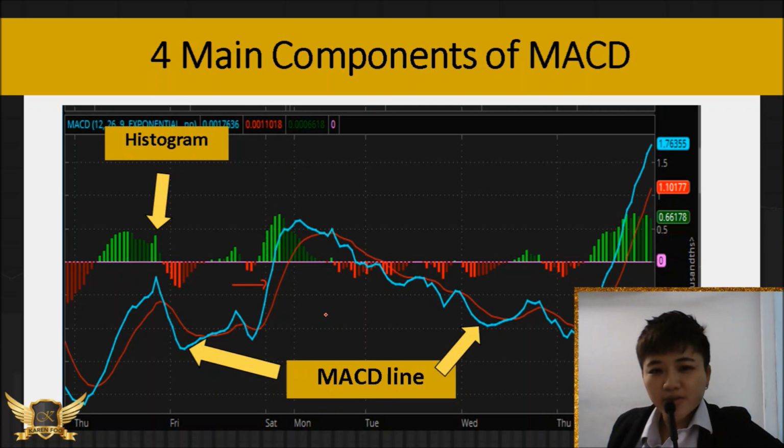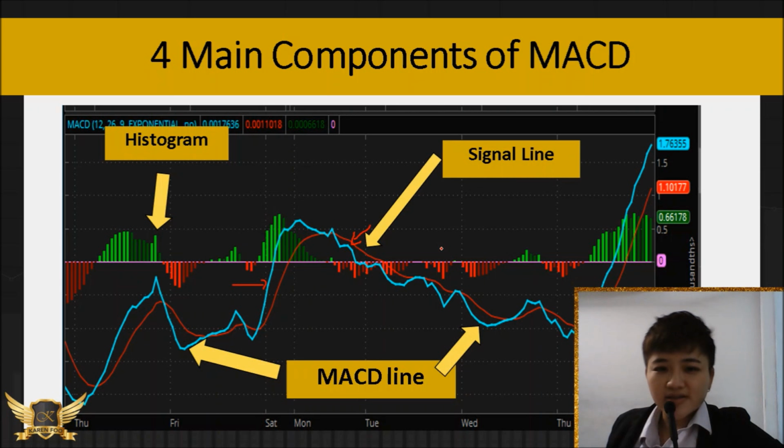And then the third component, of course, is this red line right here. What's this red line all about? It is your signal line, or some people call it a trigger line. Why is it called trigger line, signal line? Later on, I'm going to share with you why.